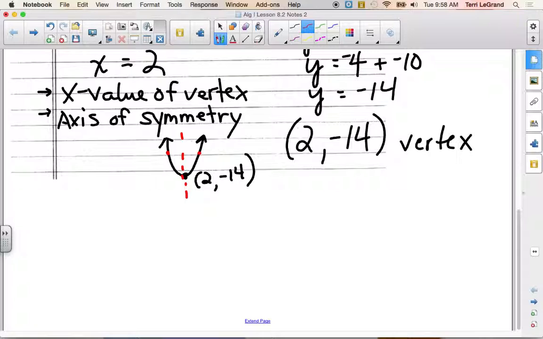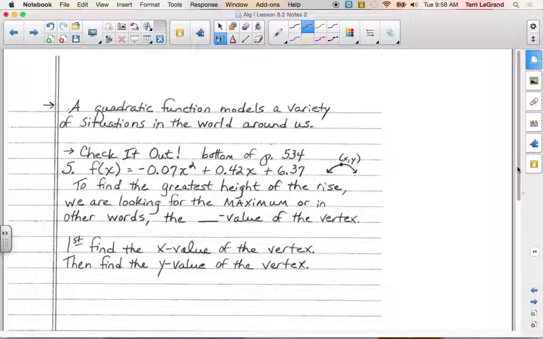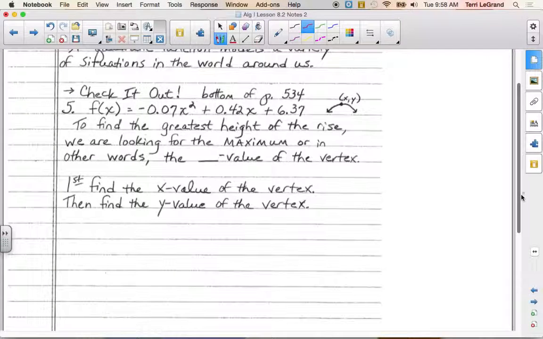Okay, then let's go to the back and let's do our application problem. Okay? First of all, I want you to look at problem number 5. It's at the bottom of the page, I believe, that same page we were on, 534. And I want you just to read that problem to yourself, first of all. Everyone.